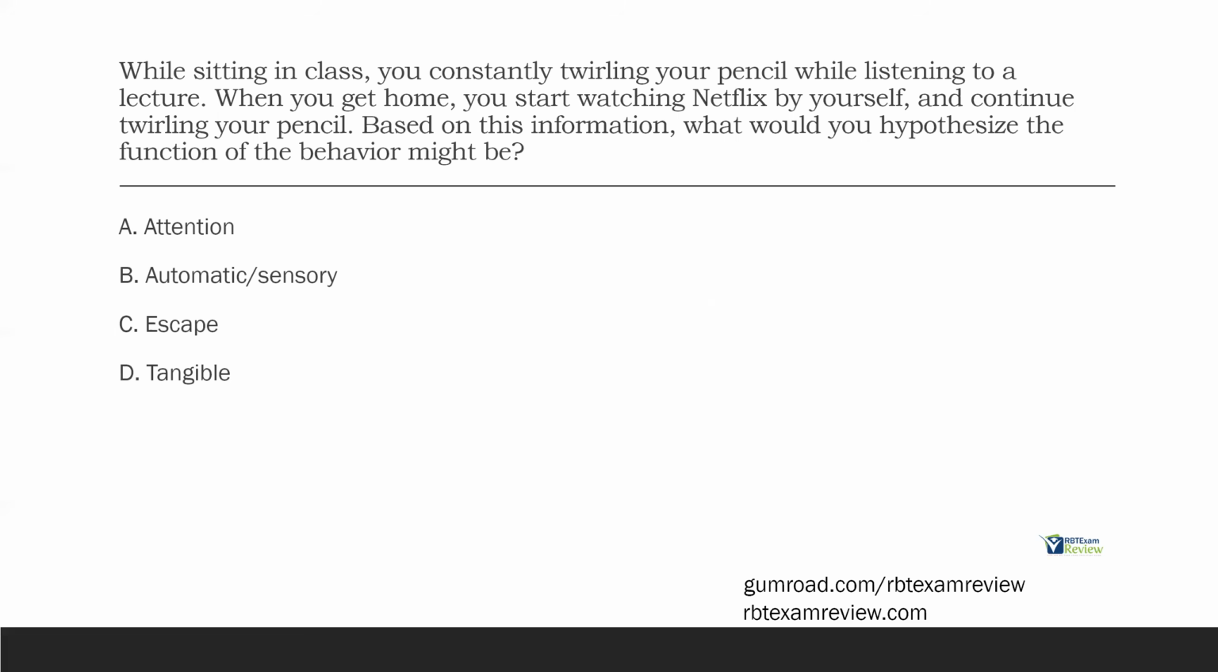So the dead giveaway here is by yourself. When behavior occurs across multiple scenarios and then occurs when a person is alone, it's typically a good indicator that this behavior is automatic or sensory. Remember, automatic and sensory are the same function. Automatic, of course, means it's not socially mediated. You don't need another person to deliver reinforcement. In this case, twirling your pencil happens across multiple settings and when you're alone. So you're delivering reinforcement to yourself, for some sensory purpose, some automatic purpose.